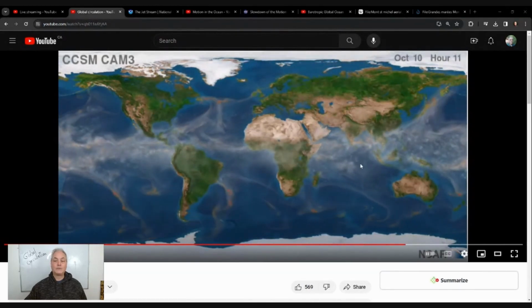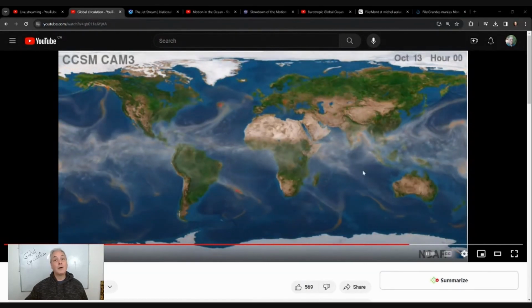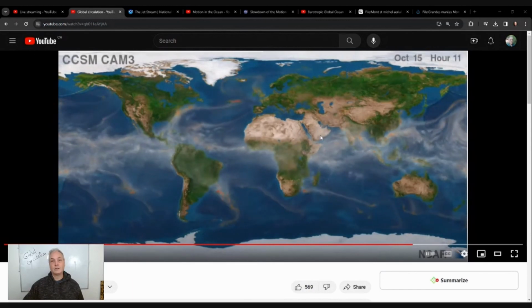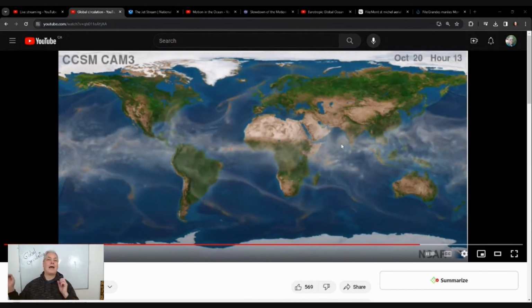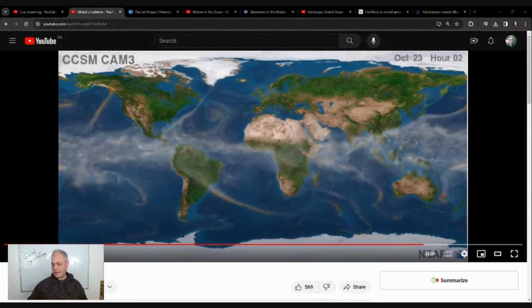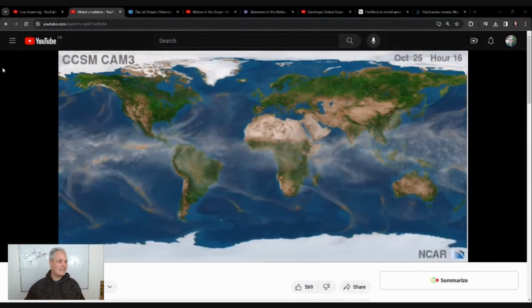You also have those winds going above the Indian Ocean. There we go. And it's interesting to see how there's a pattern that goes from right to left. You might wonder, why is this happening? So let's see if I can give you an example.